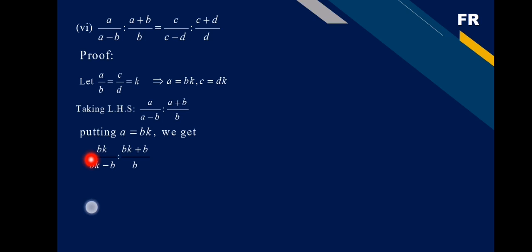In the denominator, b is the common factor, and on the other side b is a common factor in the numerator. So taking out b as a common factor and cancellation of the similar terms in the numerator and the denominator will give us k by k minus 1 ratio k plus 1.